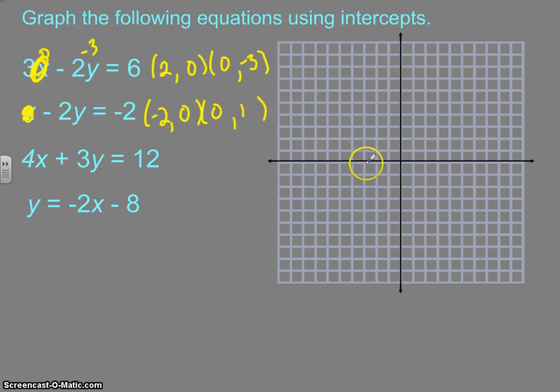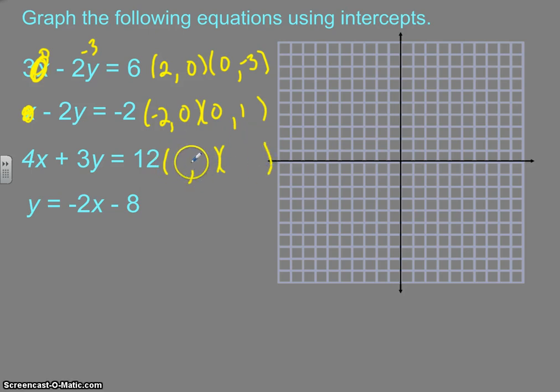There are my points. Okay, -2, 0, and then 0, 1 right there. And then you will draw a line through those points. And we have graphed that. Next one. Get rid of that point. Okay, again, 2 points.